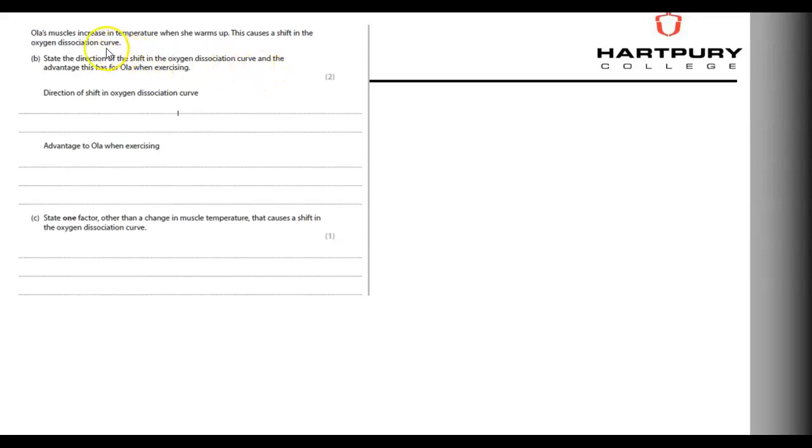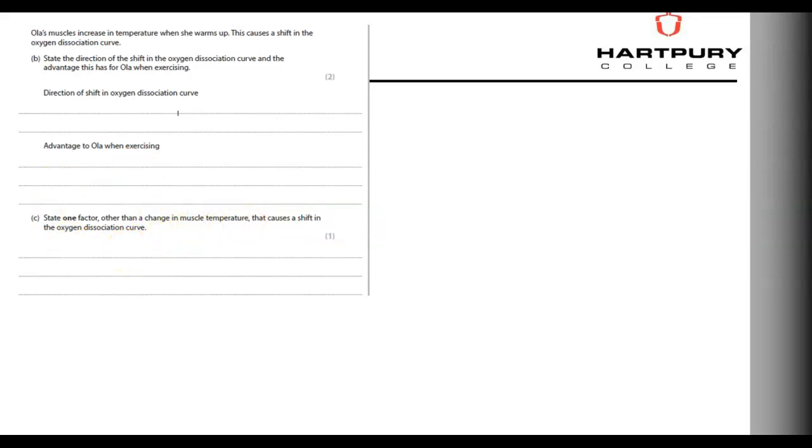So we've got Ola. Her muscle increases in temperature when she warms up. This causes a shift in the oxygen dissociation curve. State the direction of the shift in the curve and the advantage for Ola when she's exercising. So that direction of the shift, have a think, what would your answer be? Advantage, what would be the advantage of this? And state 1 factor other than a change in muscle temperature.